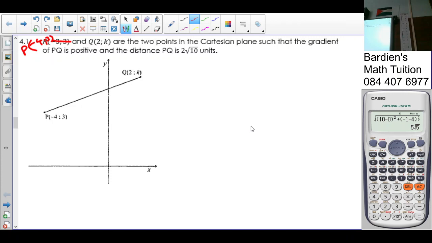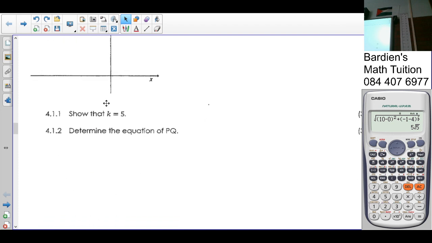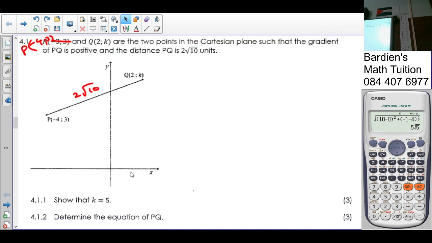P, which is negative 4 and 3, and Q, which is 2 and k, are two points in the Cartesian plane such that the gradient of PQ is positive. Without them even telling us that the gradient is positive, how would I have known? The graph is lying to the right, it's increasing, so the gradient is positive anyway. And PQ has a distance of 2 root 10. Alright, first question: show that k is equal to 5.